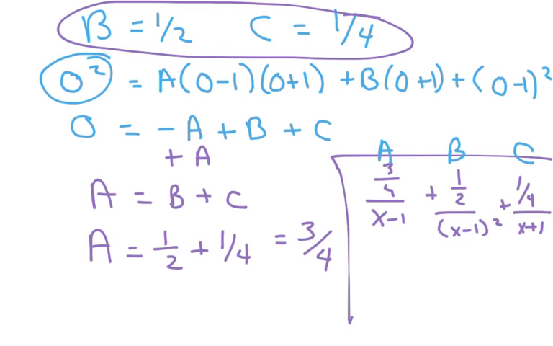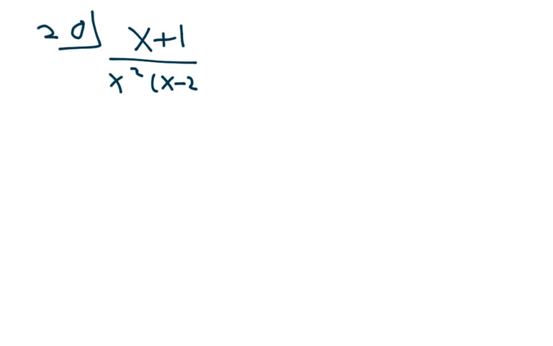Okay? A little more complicated. Let's do 20. We're already at 6 minutes now, so we might go a little faster. We have the same kind of thing. We have x plus 1 over x squared times x minus 2.